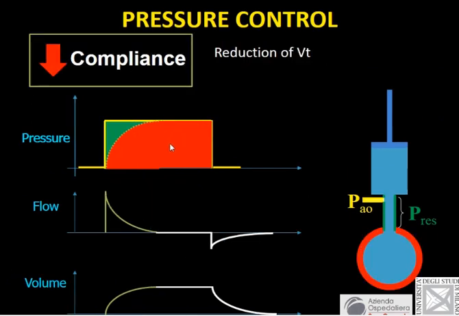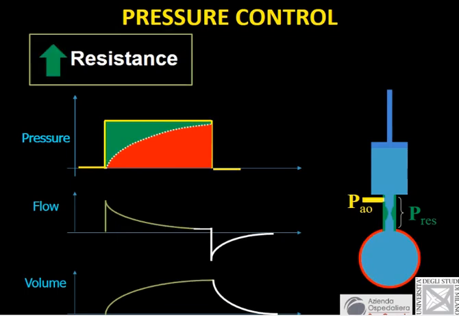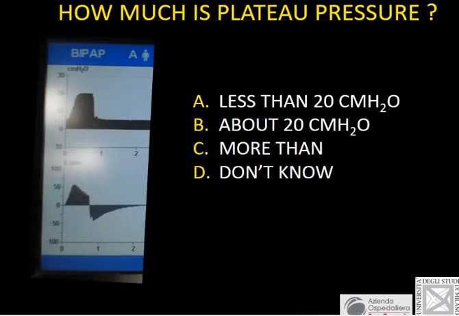At variance from volume control ventilation, if the mechanical properties of the respiratory system change, this will lead to a change in the tidal volume, to a variation in the tidal volume. So for example, a reduction of compliance will necessarily lead to a reduction of tidal volume if we work in pressure control ventilation, and an increase in resistance might or might not lead to a change in the tidal volume according to this principle. Now this is something I'm a little bit pedantic about, but I think it's very, very crucial to understand.